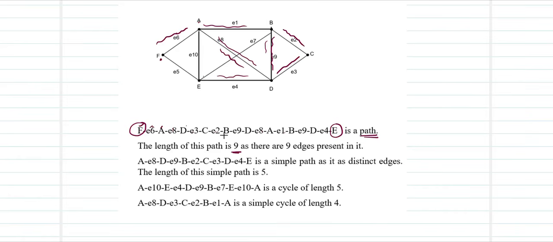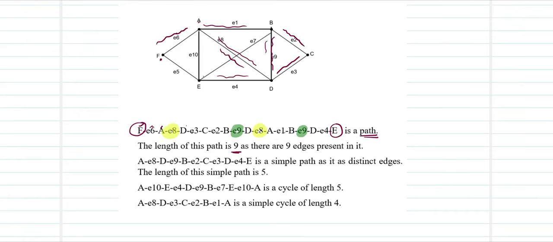But can we term this path a simple path? No. Why? Because you can see that the edge E8 happens over here and the edge E8 also happens over here. In a similar fashion, E9 is present here and E9 is also present here. So there is repetition of edges. So we cannot call this path a simple path.